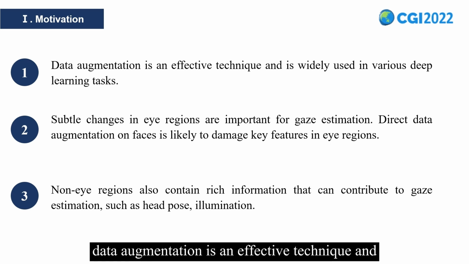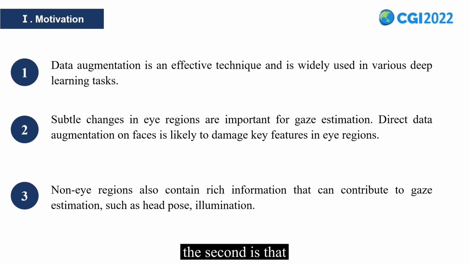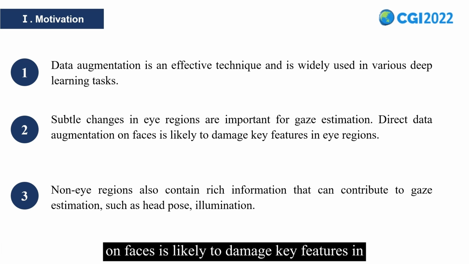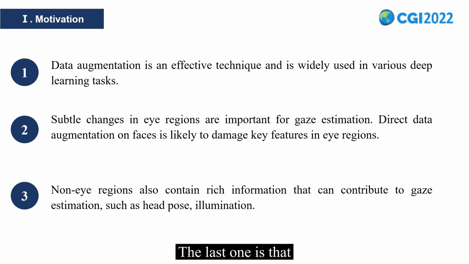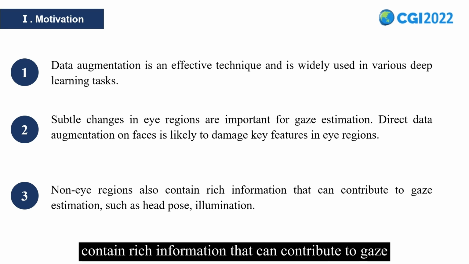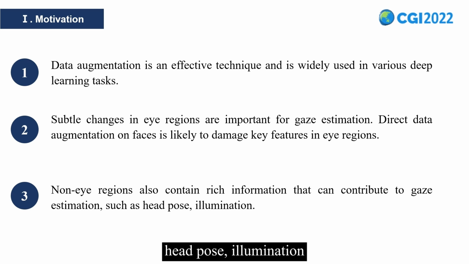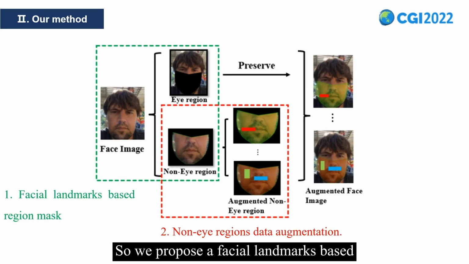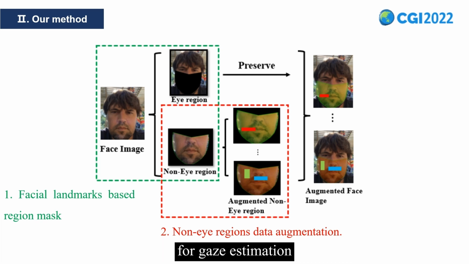The first one, data augmentation is an effective technique and is widely used in various deep learning tasks. The second one is that subtle changes in eye regions are important for gaze estimation. So, direct data augmentation on faces is likely to damage key features in eye regions. The last one is that non-eye regions also contain rich information that can contribute to gaze estimation, such as head pose and illumination. So, we propose a facial landmarks-based region-level data augmentation method for gaze estimation.